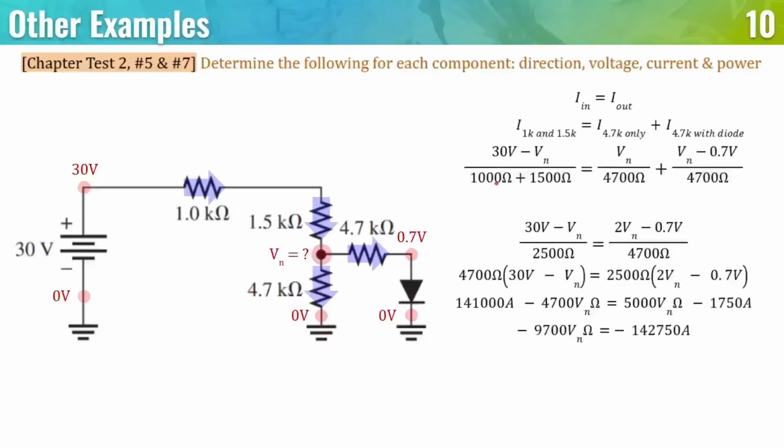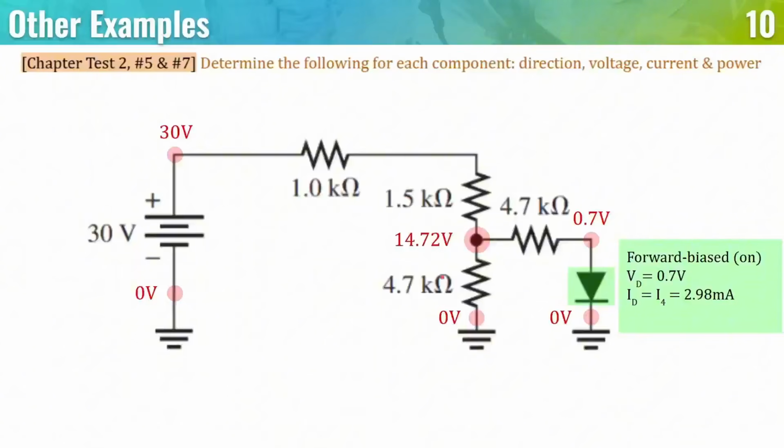Using algebra, we simplify both sides of the equation. We cross multiply, we distribute, we transpose, and then we divide both sides by the coefficient. So this is going to be divided by negative 9,700 ohms. It should yield this answer, 14.71649485, or simply 14.72 volts. So now we have finalized this is 14.72 volts.